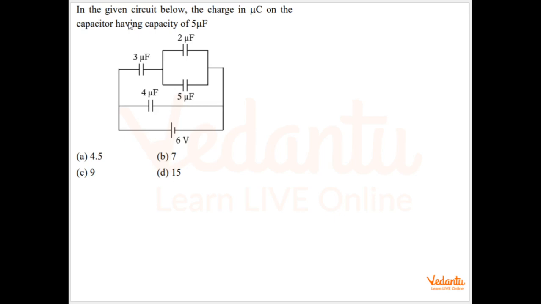In this question, we have to calculate the charge in microcoulomb for the 5 microfarad capacitor. So in order to solve this question, we will start simplifying this circuit. This 2 and 5 are in parallel, so we will make them a single capacitor of 7 microfarad capacity. Step by step, let us simplify this.